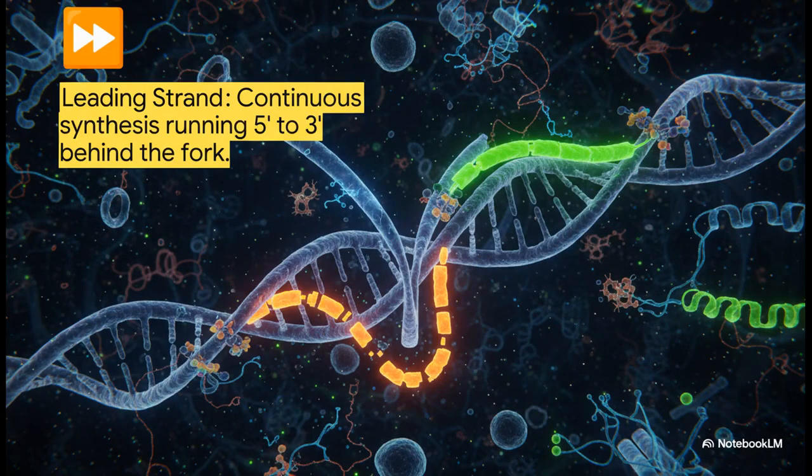Now, what's really interesting about this next part is the fascinating geometric problem the factory runs into. See, new DNA can only be synthesized in one specific direction, 5' to 3', period. But because the 2 strands of DNA run anti-parallel in opposite directions, the factory has to employ 2 totally different strategies. On one side, you have the leading strand.